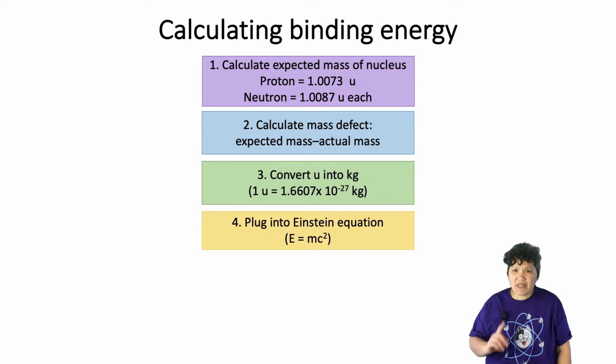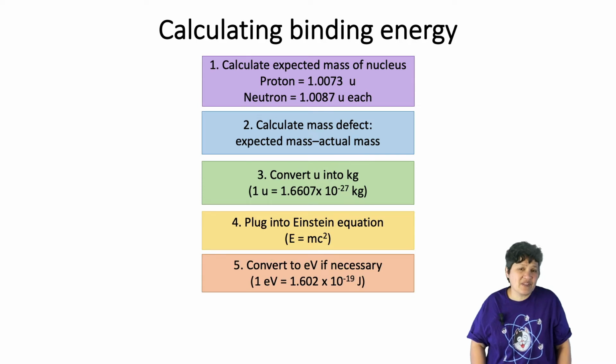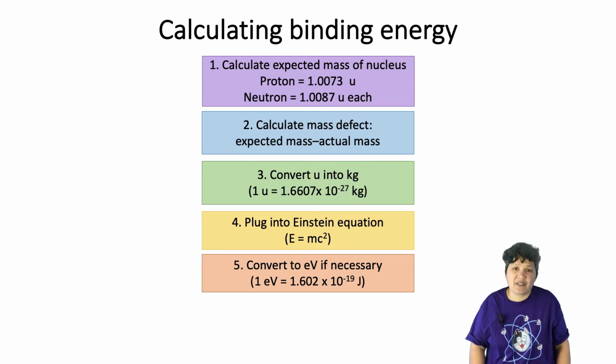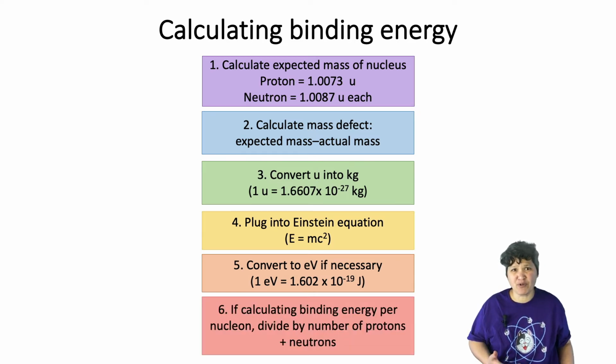This is the end of the basic process, but sometimes you'll have to do one or more extra steps. For example, sometimes it's fine to leave the answer in joules, but sometimes you'll need to have this answer in electron volts, which is a unit that works very well for atomic scale processes. Finally, in some cases, it's important to know the binding energy per nucleon. Divide the binding energy by the mass number of your isotope to get this answer. We'll talk in class about why this is important.